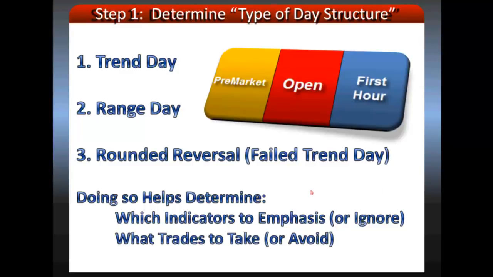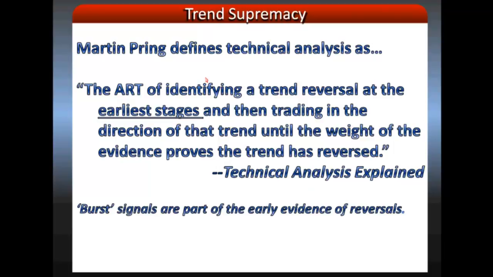Martin Pring: if you do take the CMT, those of you who have or want to learn more about technical analysis, the first book they give you is Martin Pring's Technical Analysis Explained. The first paragraph of that first book, or the first course of the CMT, is this. TA, technical analysis, is the art, not science, of identifying a trend reversal at the earliest stage and then trading in the direction of that trend until the weight of the evidence proves the trend has reversed. We'll use this as a model in the future.